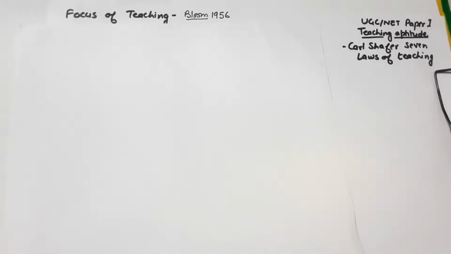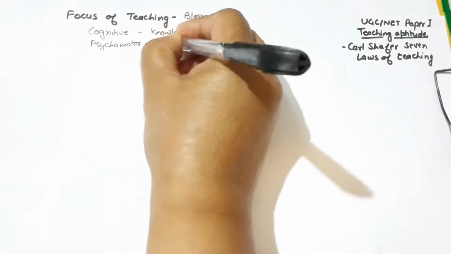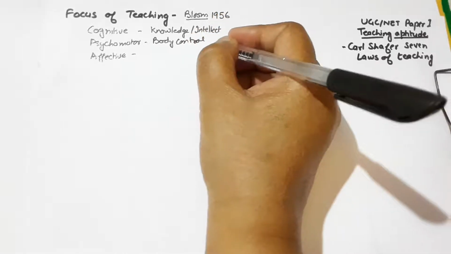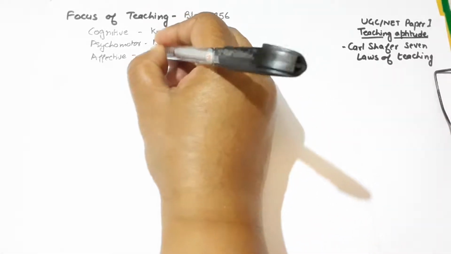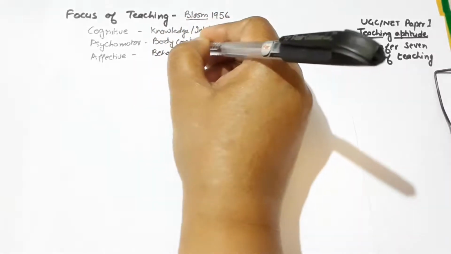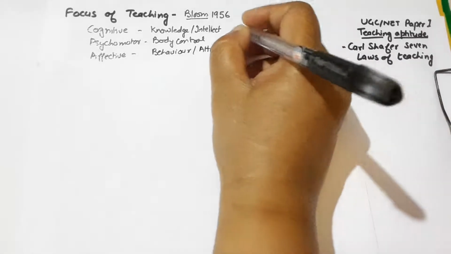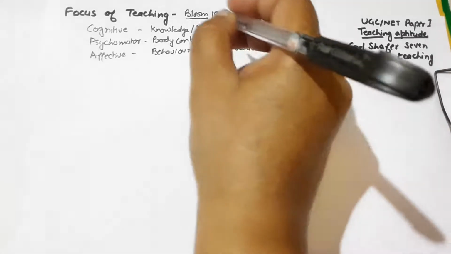As per Bloom, there are 3 domains of teaching. That means the teaching process is concentrated on development of these 3 domains. First of which is cognitive, which is related to development of knowledge and intellect. And second domain is psychomotor, which is related to development of body control or physical activities. And third domain is affective domain, which is related to behavior, attitude and values. So teaching is concerned with development of all these domains.